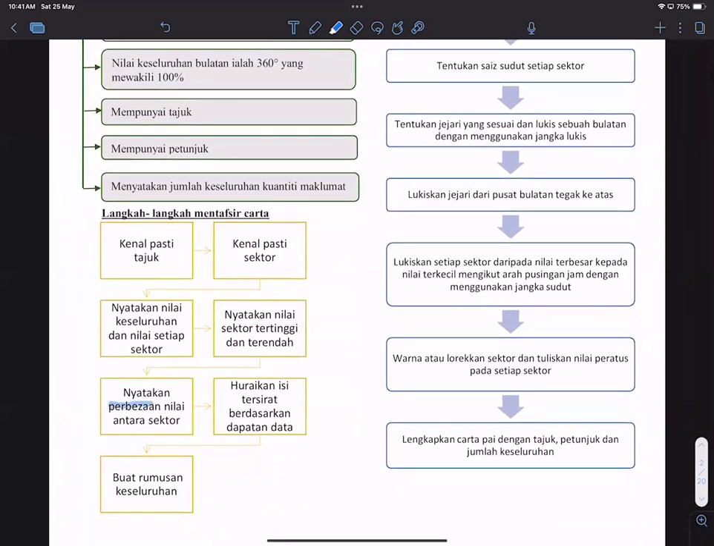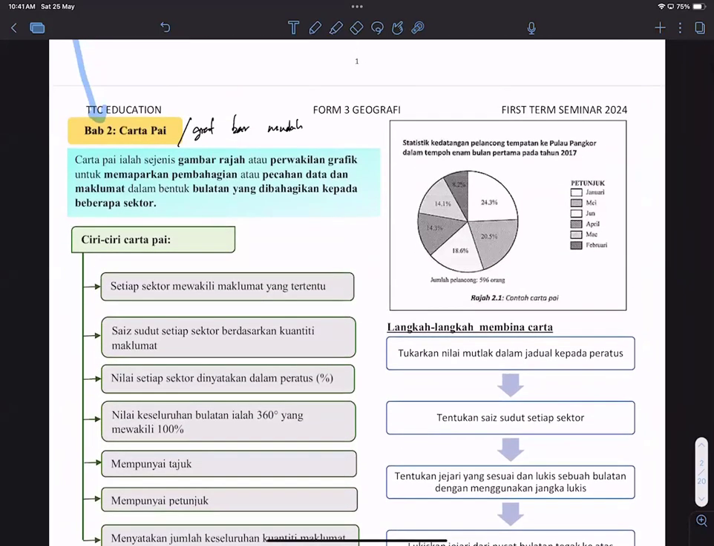Nyatakan perbezaan. So which means we have the highest and then the lowest. So it's similar with your graph bar, but one more additional fungsi compared to the graph bar. So that's why catapai is an advanced version of the graph bar model. So other than showing the perbezaan, will the exam ask us what are the steps for drawing the graph?